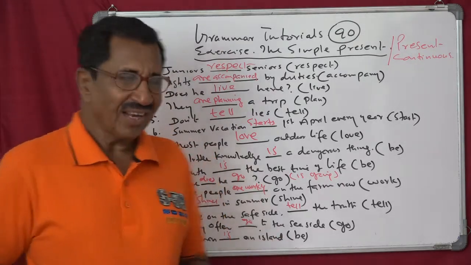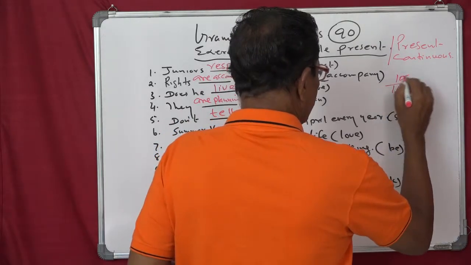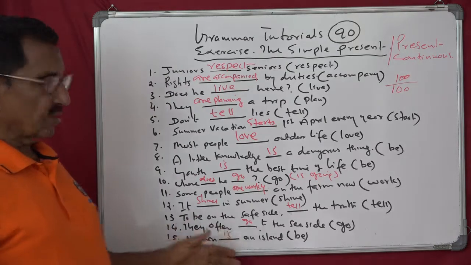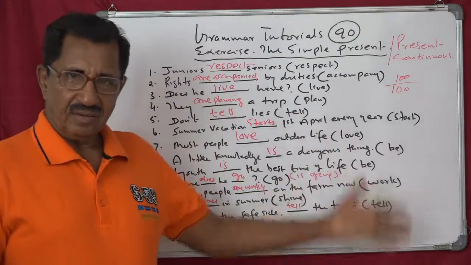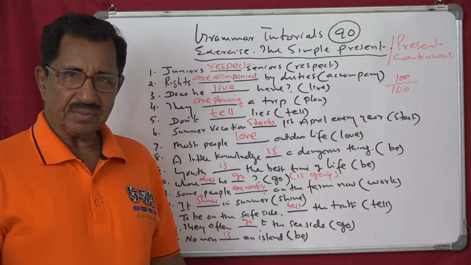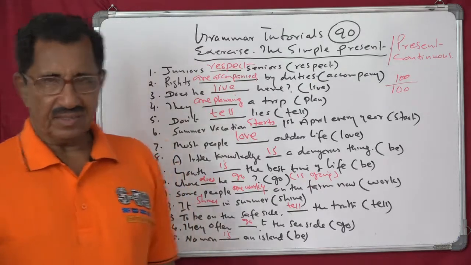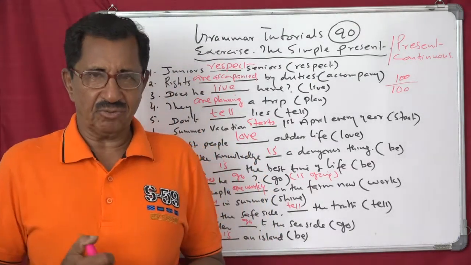100 out of 100. So now you know how to distinguish between general truths, repeated actions, habit, action continuing now, that is present continuous, and a fixed situation, something that is fixed, like going for holidays and so on.